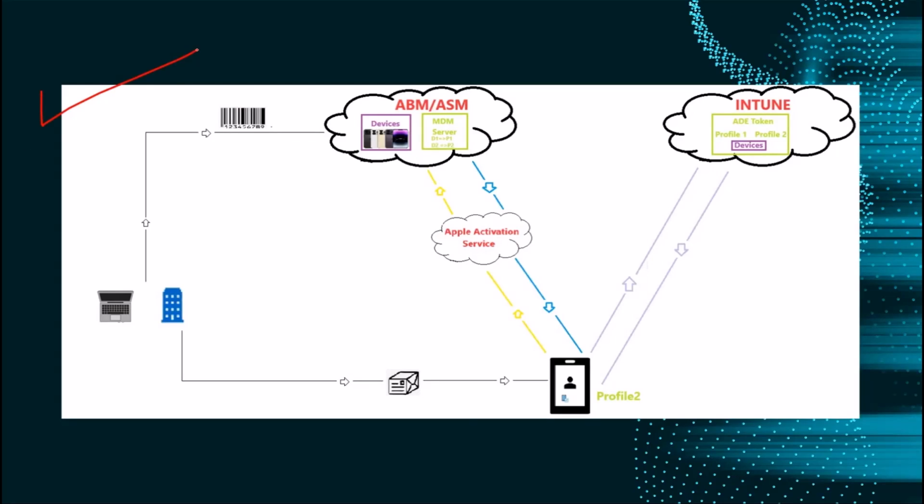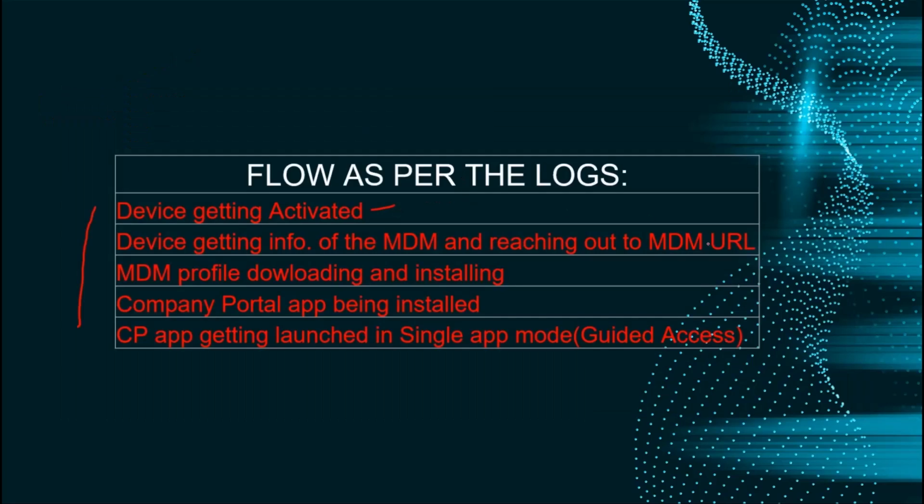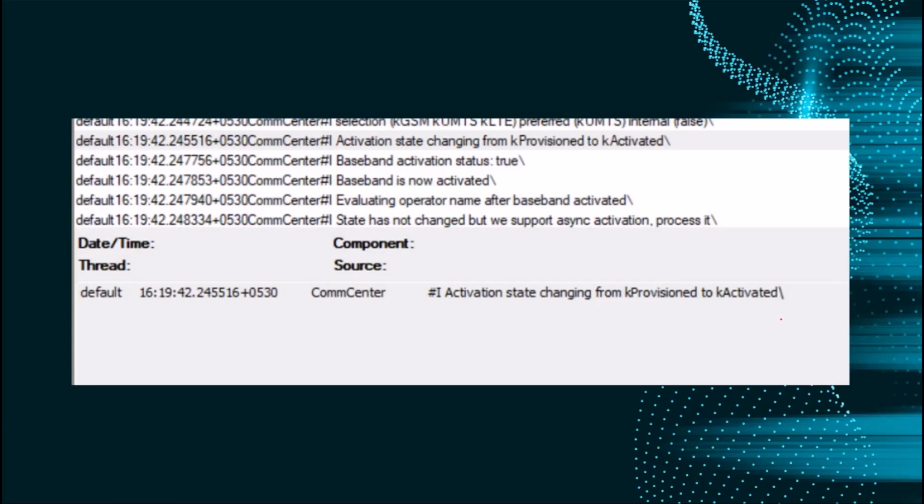in the previous section. So the device gets activated, the device is going to reach out to the MDM URL, and the MDM profile is going to download and install, Company Portal is going to be installed if you have pushed it, Company Portal will be used in single app mode, guided access if you have configured it, and stuff like that.